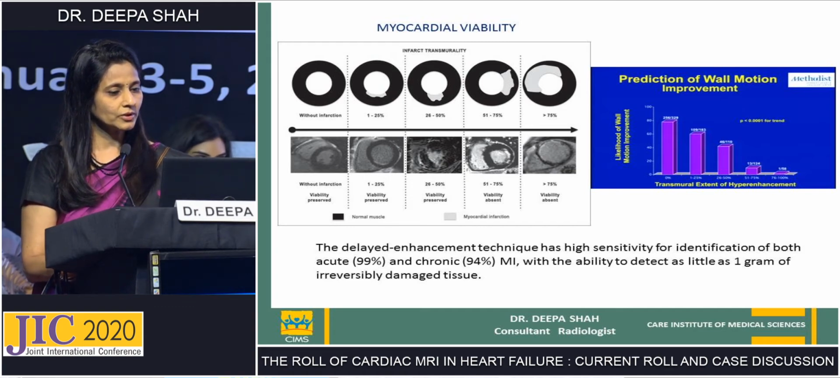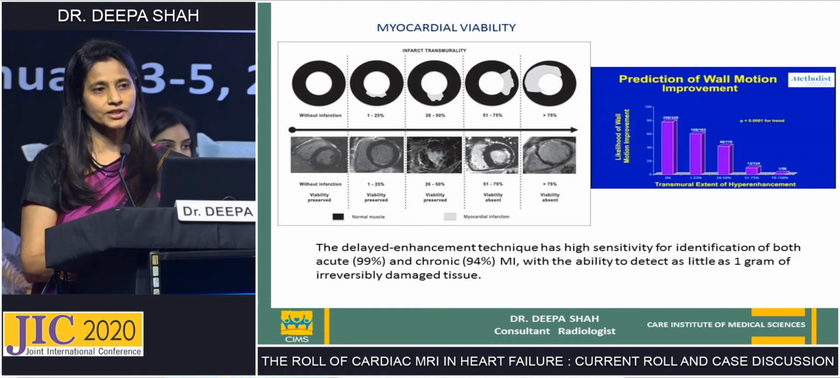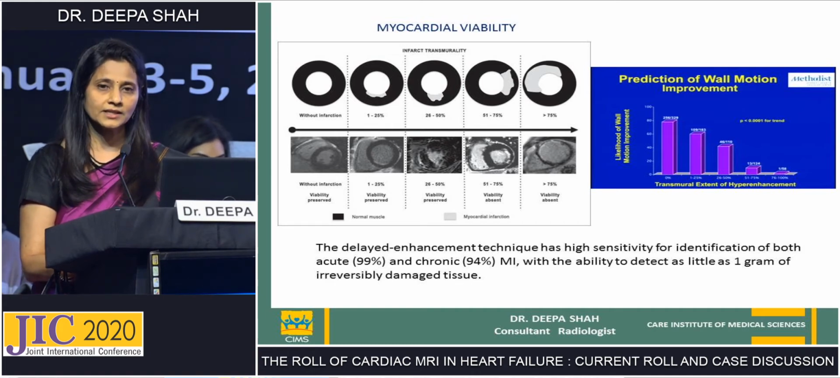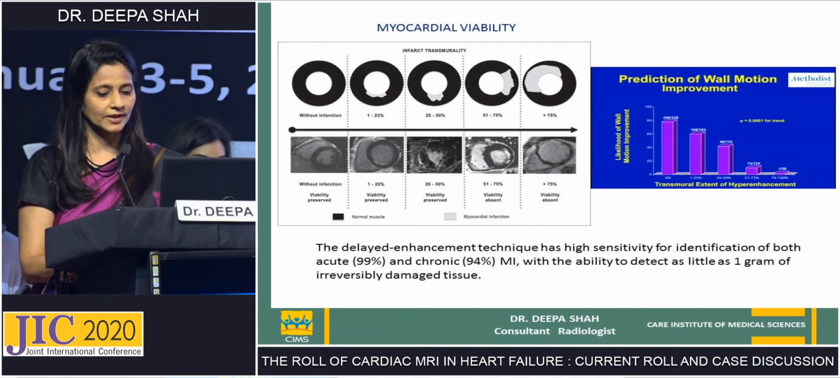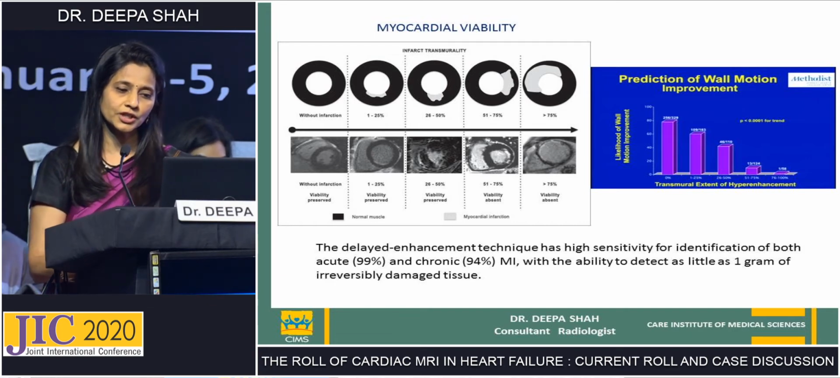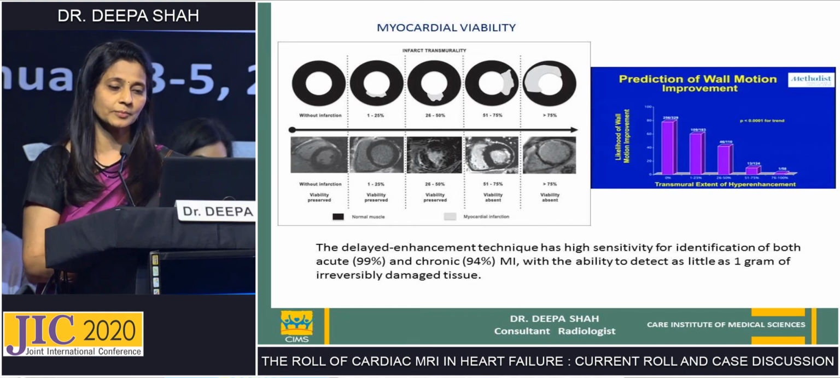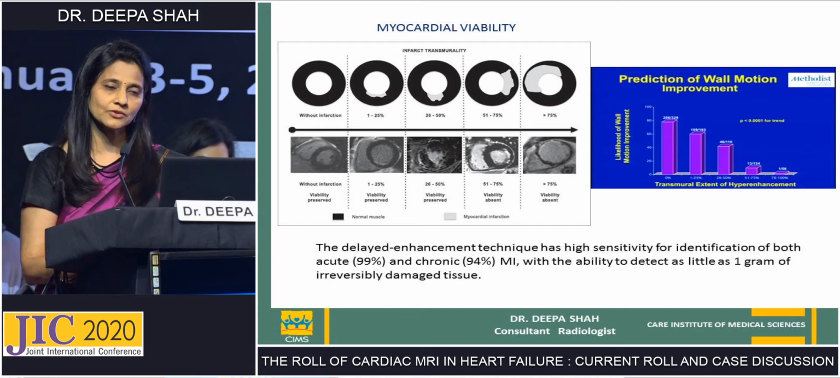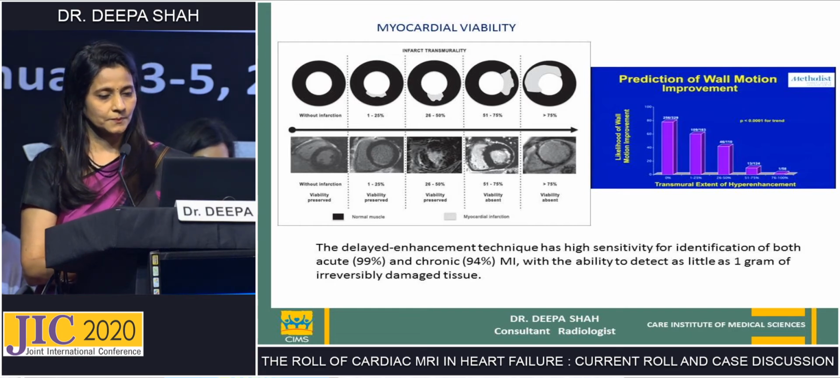Here in this case, only a small portion of myocardium is not viable, and the probability of increased contractility after revascularization in these two cases is 40 to 60%. Here in this case, more than 75% of myocardium is not viable, which is thinned out, and in this case revascularization is not recommended. Here is the data from METHODIST showing likelihood of wall motion improvement in relation to transmural extent of hyperenhancement. This will help us to identify the patients who will improve after revascularization and who will not.